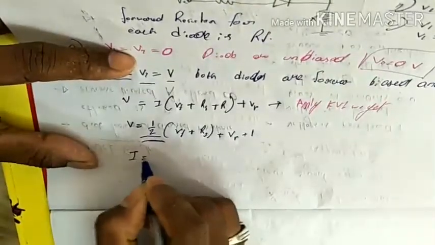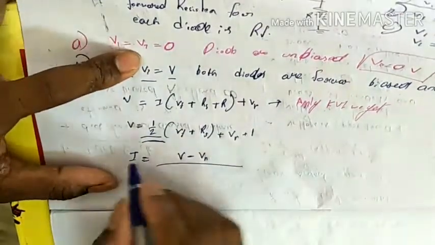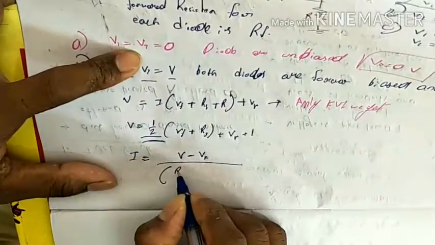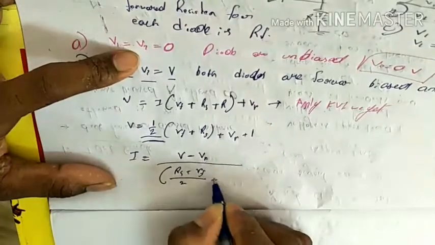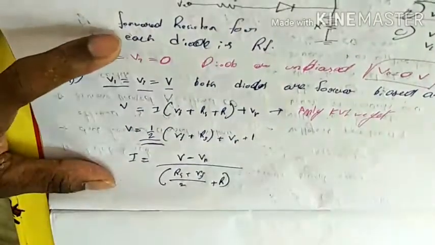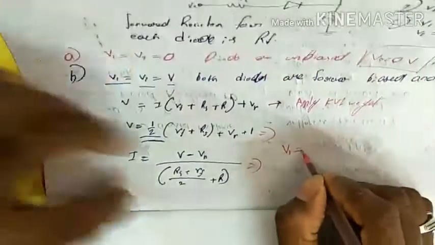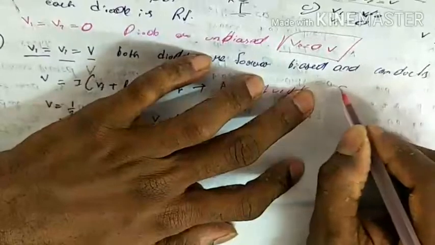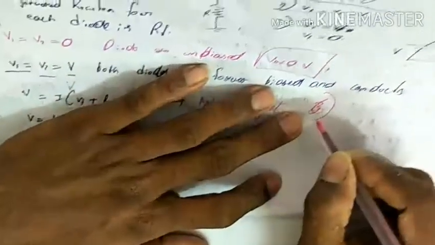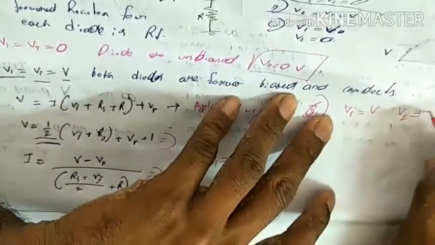And the current equation is I equals (V minus VR) divided by (RS plus RF/2 plus R). This is for the case V1 equals V2 equals V. Now we are going for the third case, that is C. C is V1 equals V and V2 equals 0.